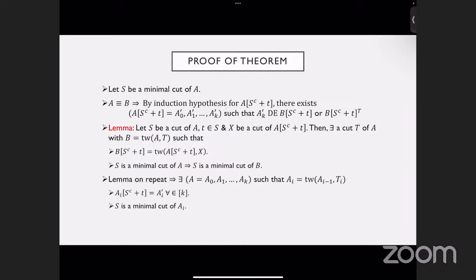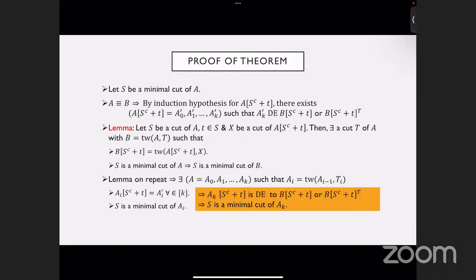And now we continuously use this lemma on repeat to get the sequence of matrices A0 through AK such that this AI is obtained by twisting AI minus 1 with respect to cut TI, such that the principal submatrix of AI with respect to S complement plus T is the same as this matrix A dash I, and S is also a minimal cut of matrix AI.